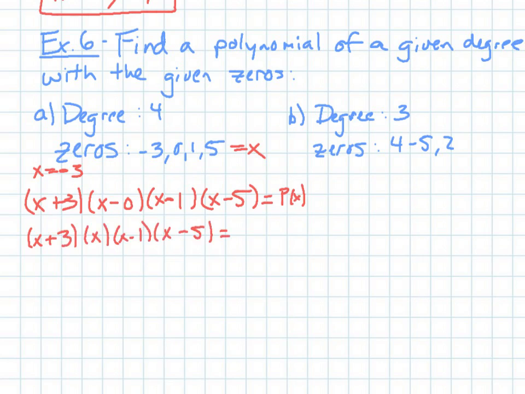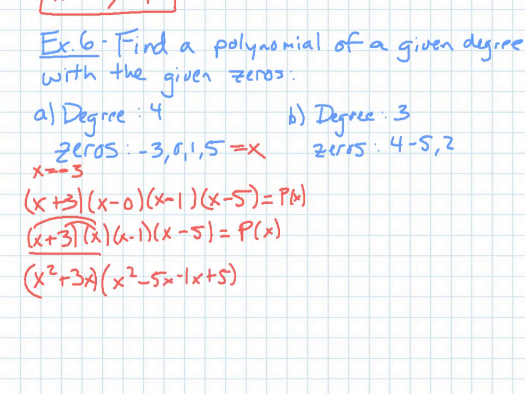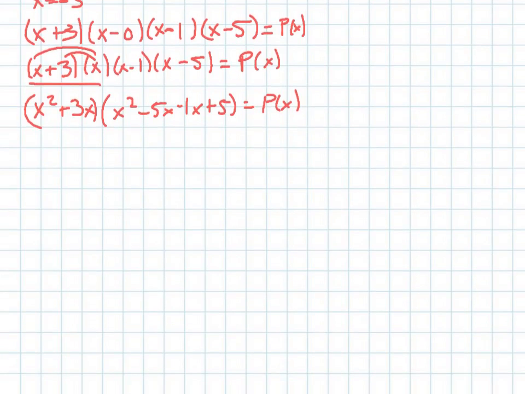And so now you want to multiply your numbers through. Let's do the first two. Gets me x squared plus 3x. Gets me a binomial. The second one gets you x squared minus 5x minus 1x plus 5. And then simplifying gets you x squared minus 6x plus 5.